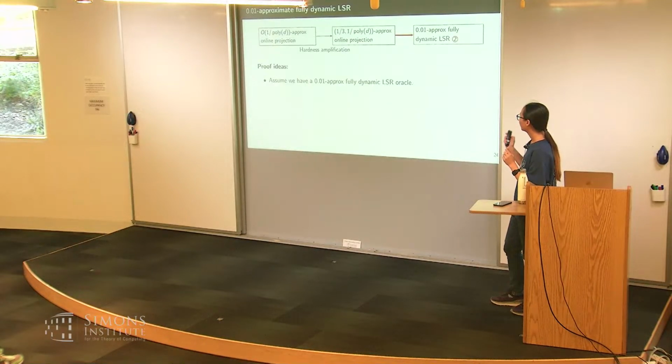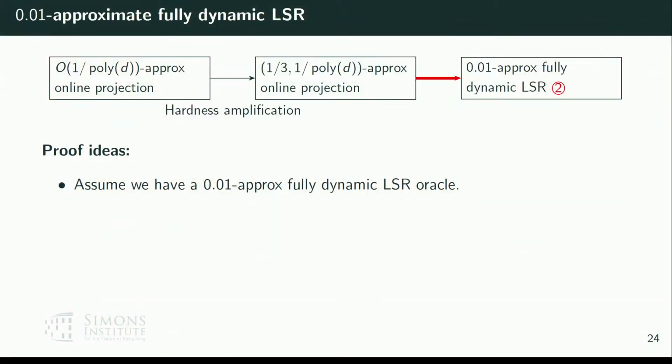Okay. And then next, let me go to the second step where we reduce from this stronger hardness result to the constant approximate fully dynamic least square regression. I will only be able to cover some very high level ideas here because this is a little more technical. So similar as before.